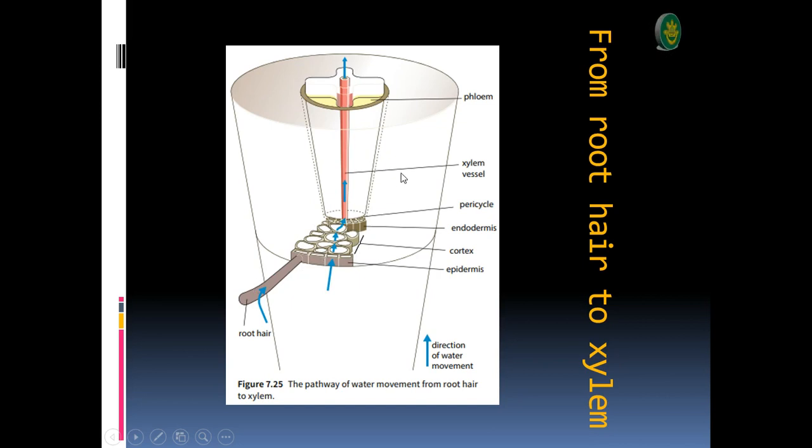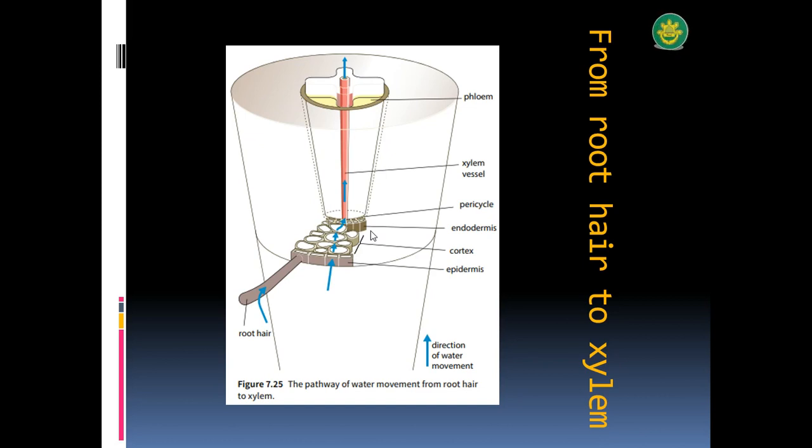So the movement of water can take two different paths through the cortex. They can use the apoplastic pathway, and they can also take the symplastic pathway. I'm going to show you a diagram on what apoplast and what symplast is after this.